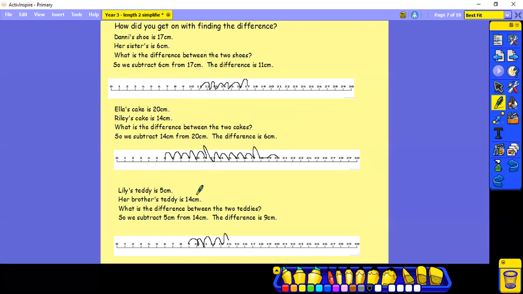Lily's teddy is 5 centimetres, her brother's teddy is 14 centimetres. What is the difference between the two teddies? Again, we subtract 5 from 14. So start at 14, count back 5, and we land on 9. So the difference is 9 centimetres.